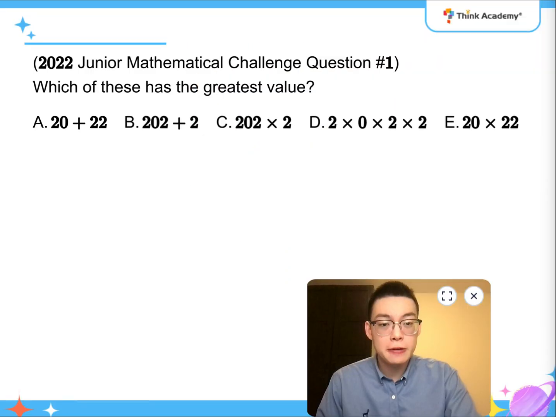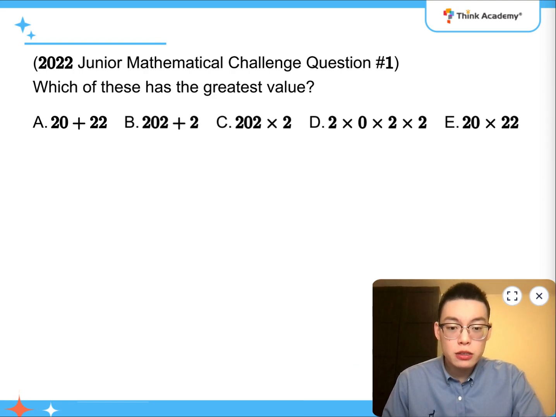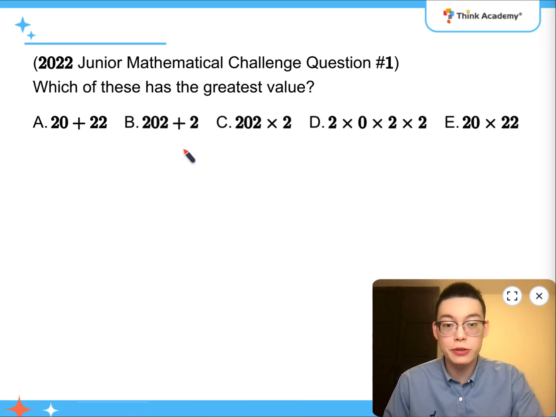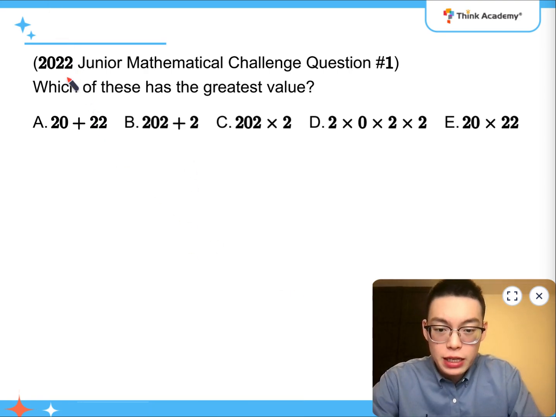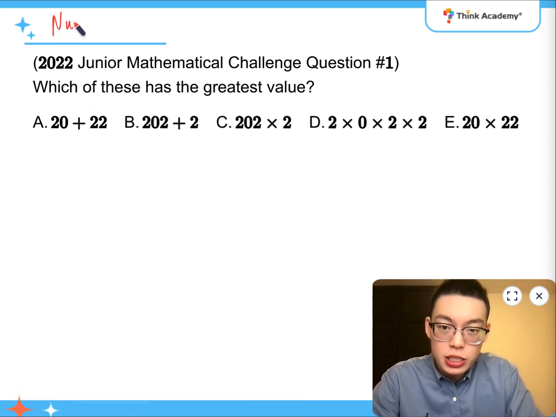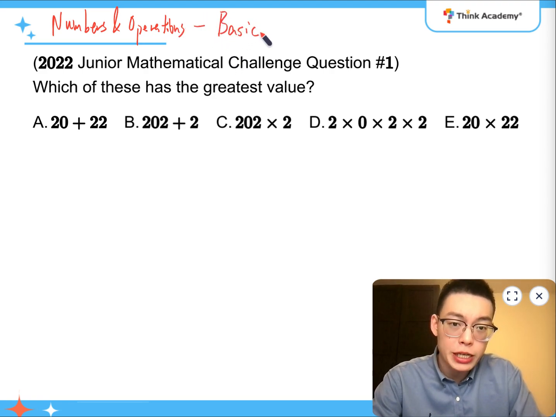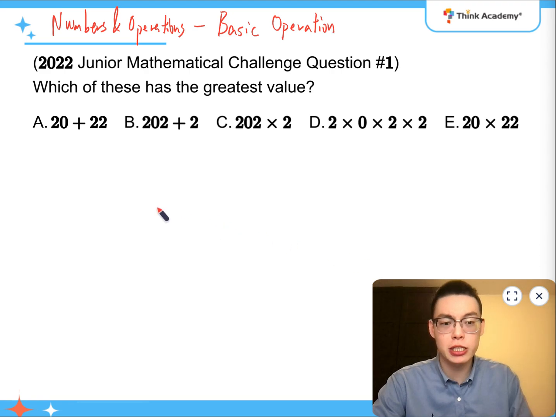All right. Moving on to question 1 right here. So this is definitely a numbers and operations question. And it's just about the basic operations. So as long as you can calculate, you should be able to get this question right.